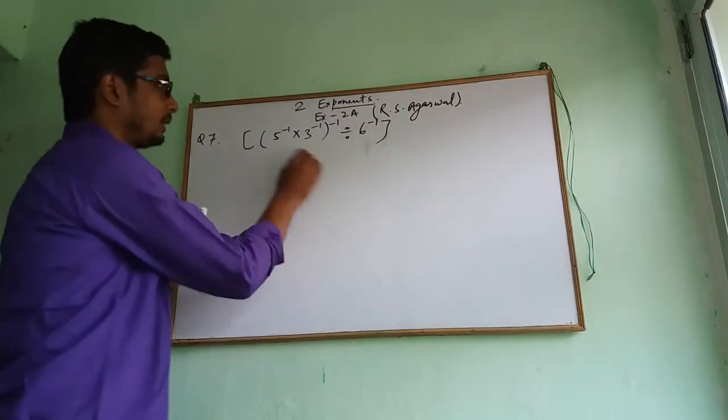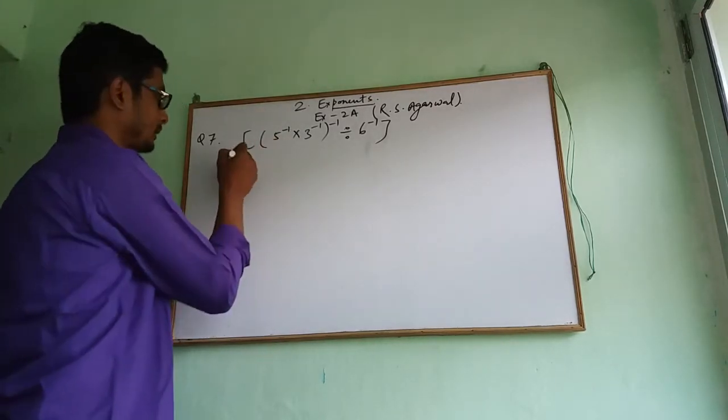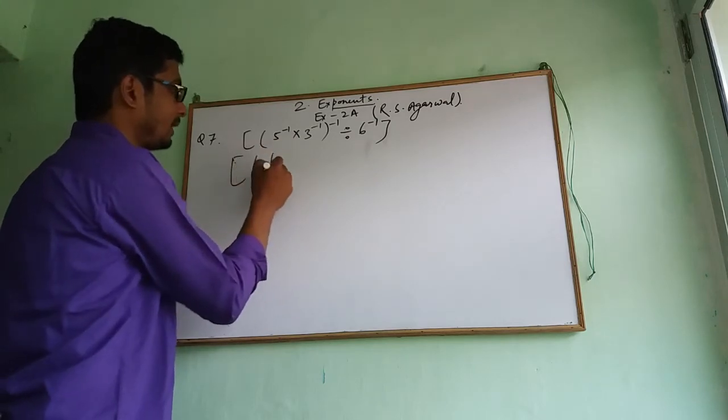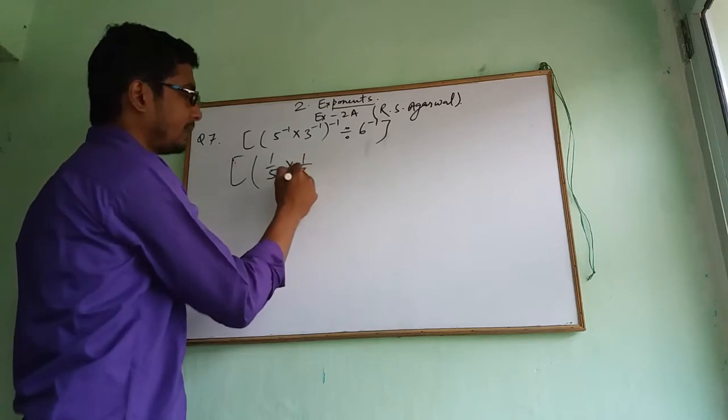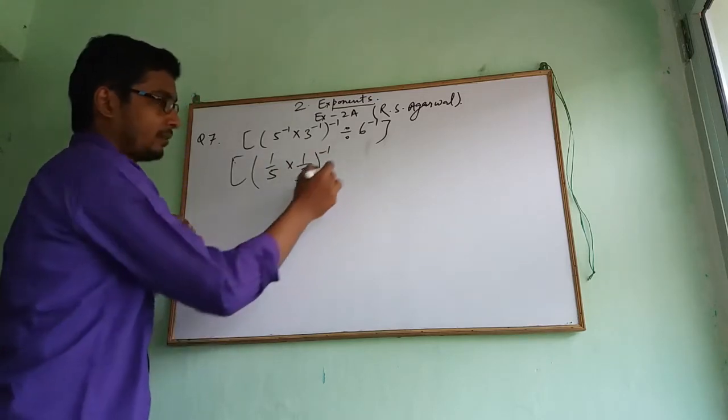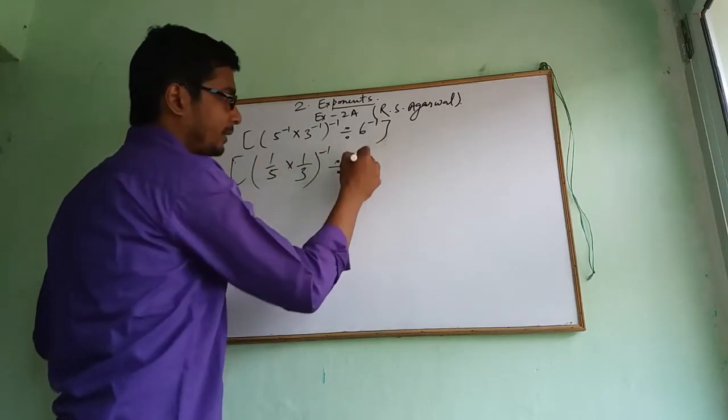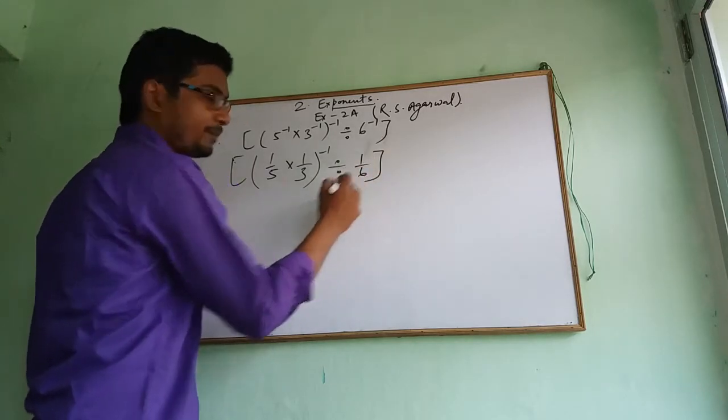So here you can see that 5 power minus 1 is written. I will write it this way, 1 by 5. Multiply, here you can see 3 power minus 1, so I will write 1 by 3. Power minus 1, divided by 6 power minus 1. So I will write here 1 by 6.